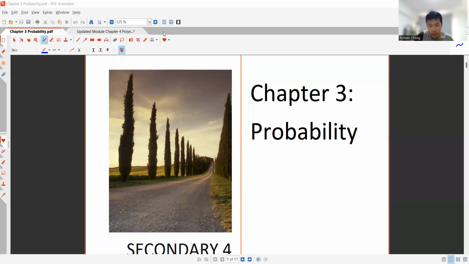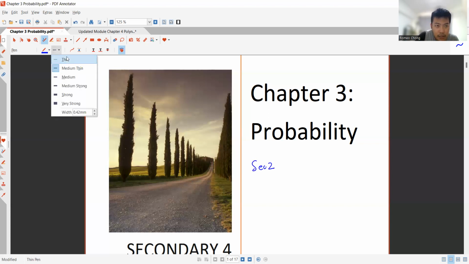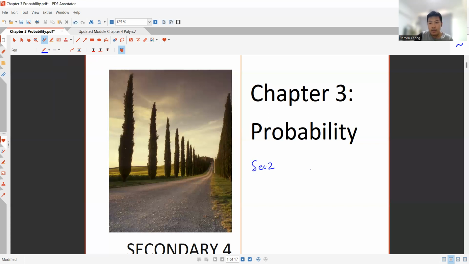Okay, so just a quick revision with you. Previously in Sec 2, what you learned is, for example, you are given a fair dice. A fair dice means a 6-surface dice, and each surface is labeled with numbers 1, 2, 3, 4, 5, 6, meaning that you have 6 numbers on the dice.